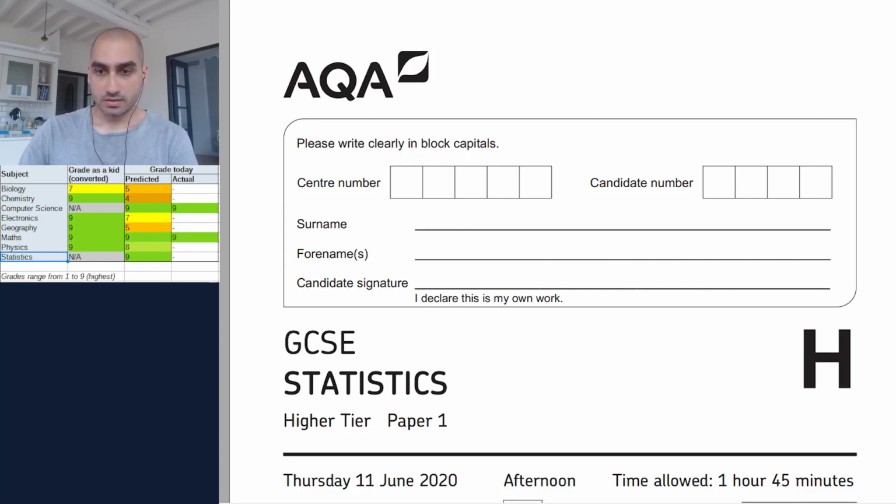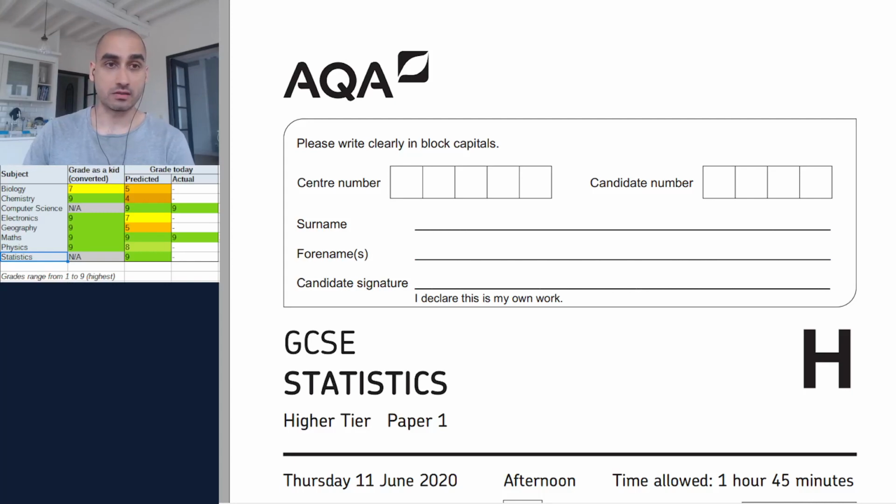Right, today is statistics. This is a new GCSE. I think it was only introduced in the last 2 years because there's not many past papers. There's literally just 2020 and 2019. So this is a new course.